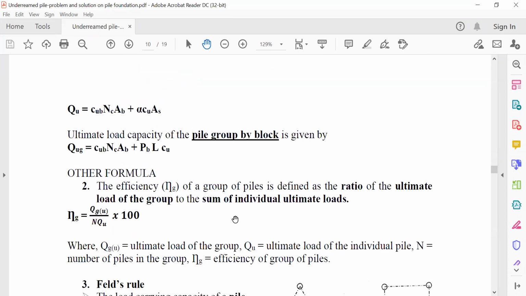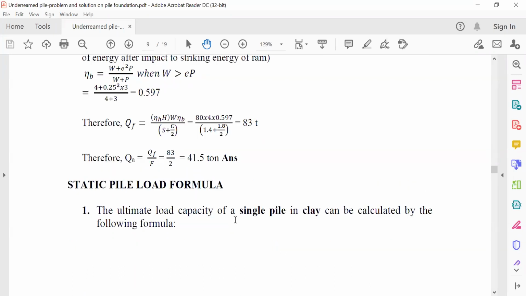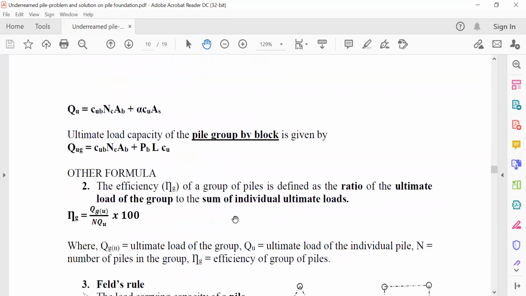How we can use the static pile load formula, or how we can find out the group capacity of a pile. So now this formula we have also discussed. Q is equal to CUB and CAB plus alpha CUS. अगर क्ले में आप पाइल ड्राइव करते हैं, सिंगल पाइल ड्राइव करते हैं, तो क्यू की वैल्यू हम कैसे निकालेंगे, और इससे क्यू निकाल करके नंबर ऑफ पाइल से मल्टीप्लाई कर देंगे, तो हमको टोटल लोड कैरिंग कैपेसिटी ऑफ ए ग्रुप ऑफ पाइल्स निकल जाएगा.